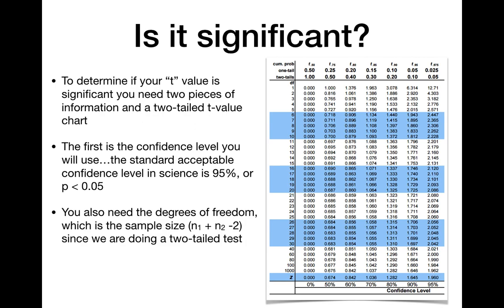We also know the degrees of freedom. So for the degrees of freedom for this test, for the t-test, you do n1 plus n2 minus 2. So what's our degrees of freedom in our fish sample? Well, n1 was 10, n2 was 20, so that's 30 minus 2. Our degrees of freedom is 28.